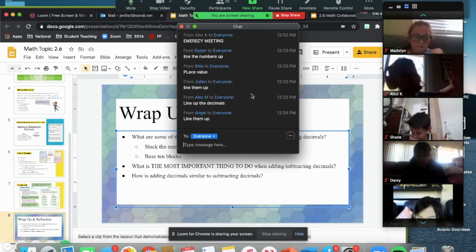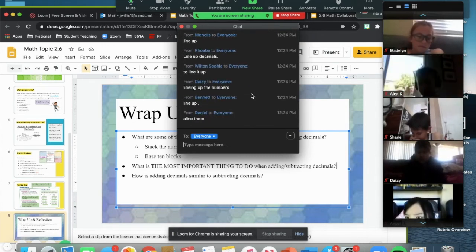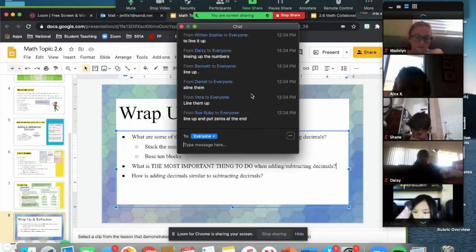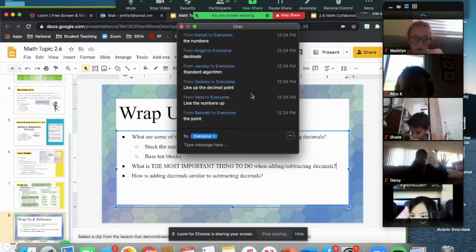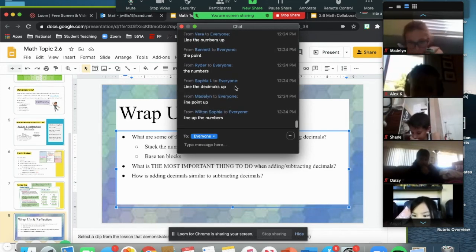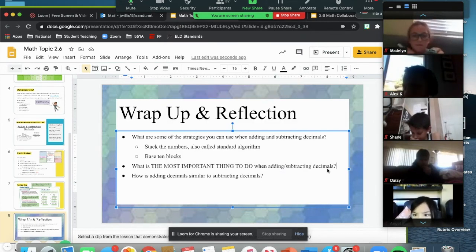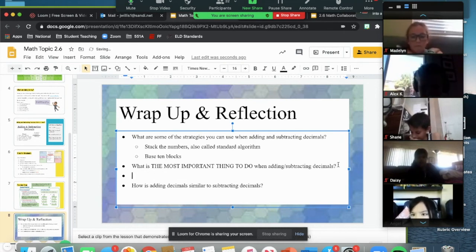Line them up. Line what up? Be more specific. Kayla's got it. Daisy's got it. Angel's got it. She rephrased her thinking. The most important thing you can do when you're adding and subtracting decimals is line up the decimal point.